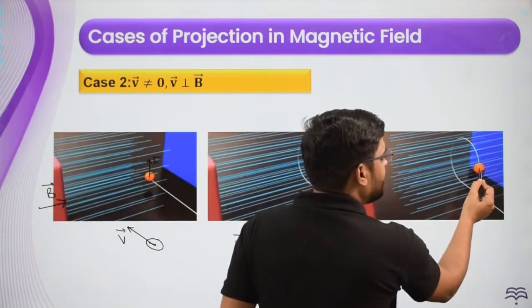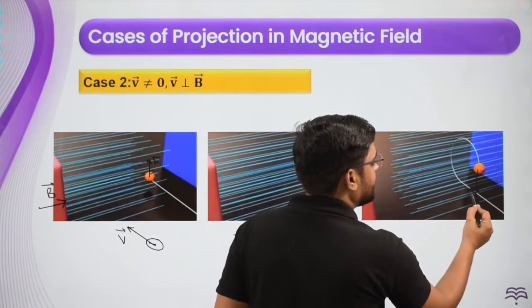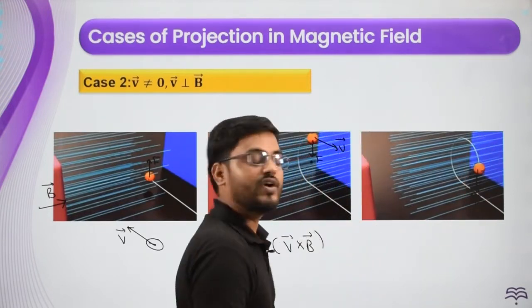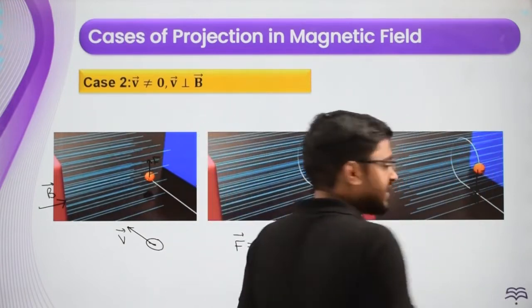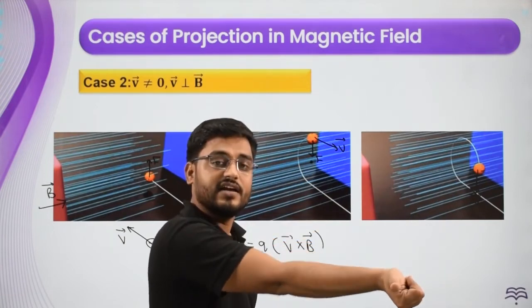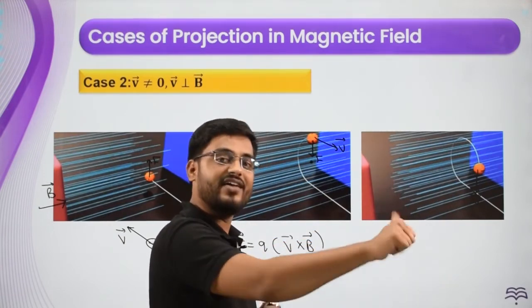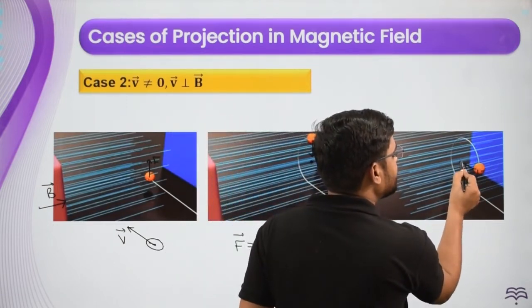Let us have a look at one more position. Here the direction of velocity is downward. The V vector is downward. What about B? B is still that way. So I am doing V cross B. You can see the force is outside, but since it is negatively charged, the force will be the other way around, which means into the screen, which is towards the center.